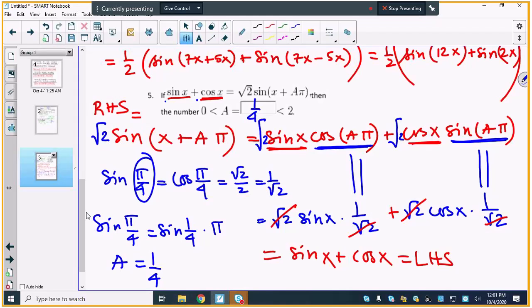So this was a very short section. It's just identification of the given problem with one of the 3 formulas of multiplication that we have obtained from the sum and difference formula.